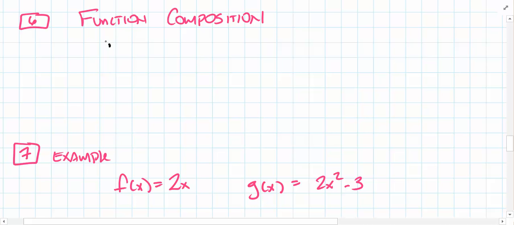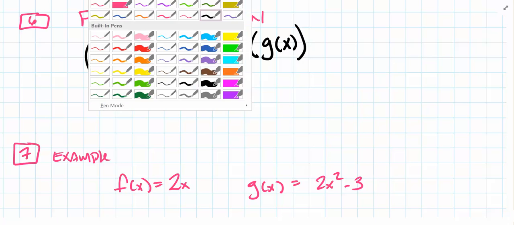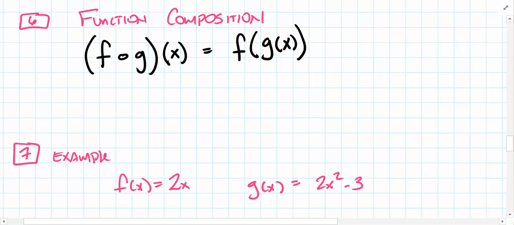Okay. Now, hold on a second. That does not say fog of x. So please don't say fog of x. Nor does that say f times g of x. What this actually means is f of g of x. Now you have to realize which function is inside of the other one. Yes, g is inside of f.